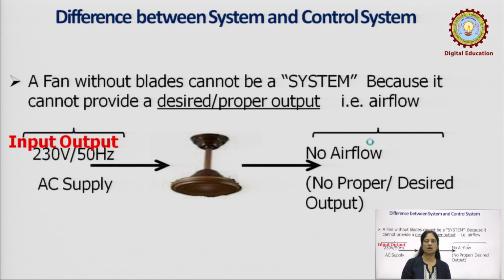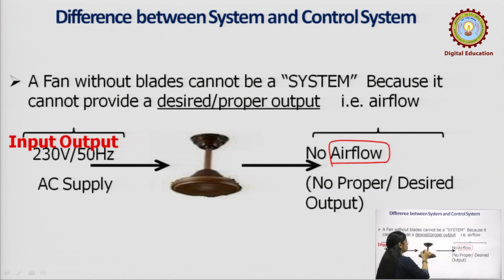In the fan, the input is the electrical energy to the motor, and the torque is the output, that is the rotation of the motor. Due to the rotation of the motor, the blades rotate and the outflow, that is the airflow, is the output.